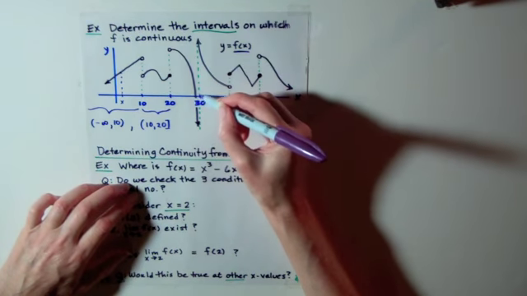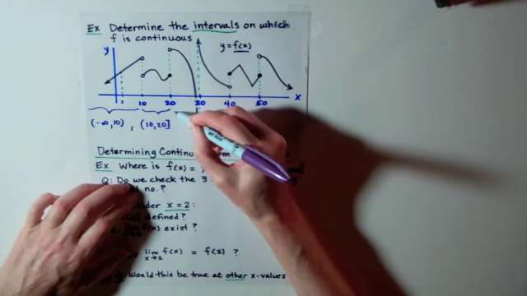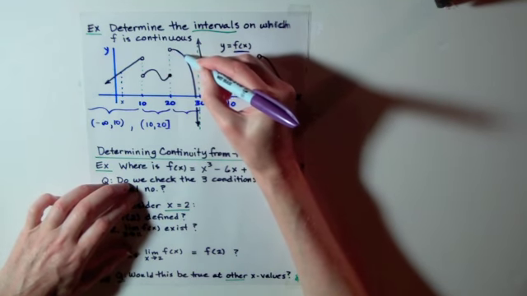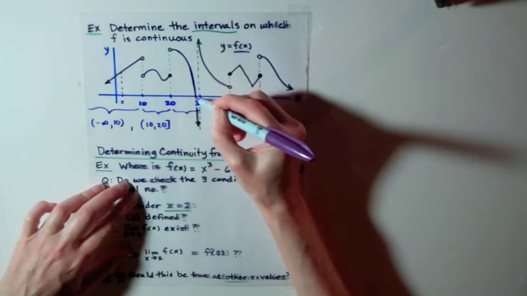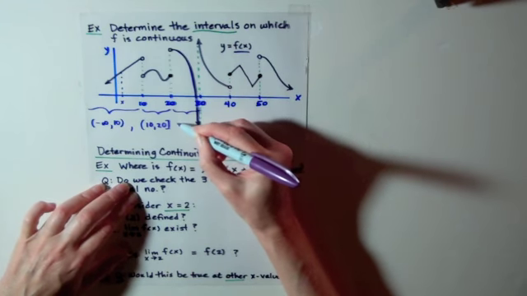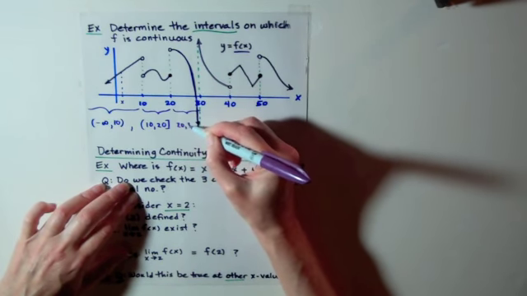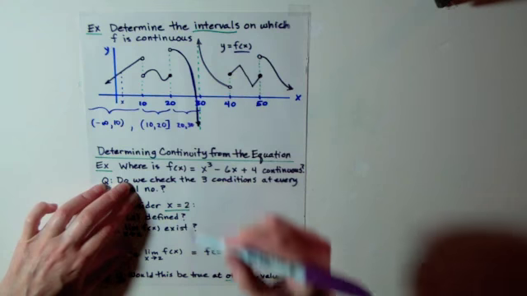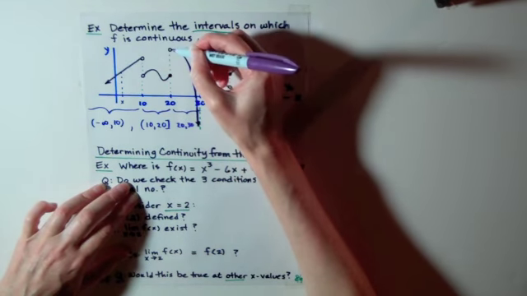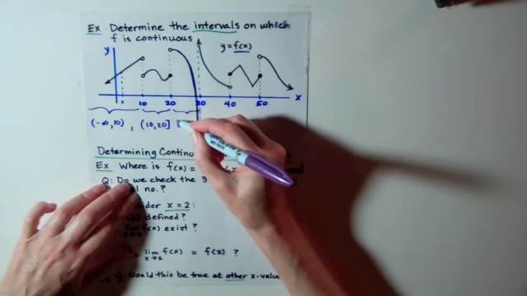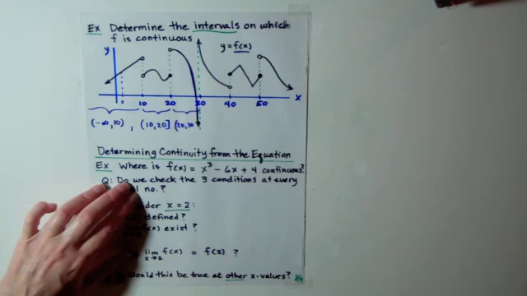I can see the function also has a break at 30. So here's another interval. Between 20 and 30, there are no breaks. I can draw the graph without lifting my pen off of the paper. So at every point between 20 and 30, we know that the function is continuous. Now we just have to decide about the endpoints. If we look at this chunk of graph, it does not contain the endpoint here. There's a hole in the graph, so I have to put a rounded parentheses next to the 20.